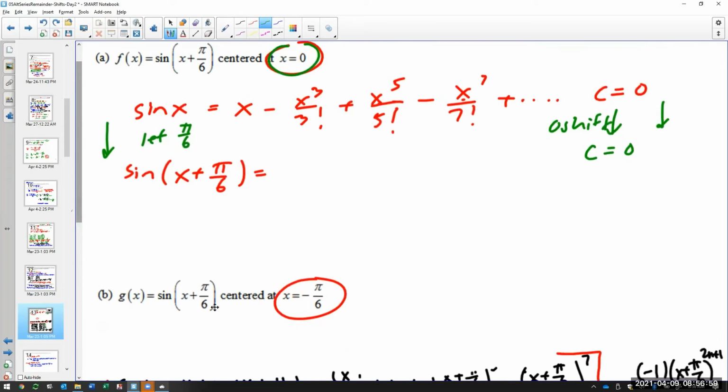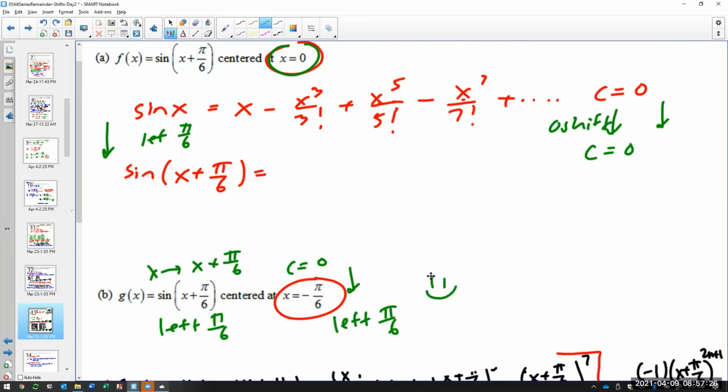This one down here is a shift from x to x plus pi over 6, and that's left pi over 6, right? This one's going to be a center from 0 to, wait, is that right? Oh, that's negative pi over 6, yeah. So center from 0 to negative pi over 6, and that's a shift of what? Left pi over 6. So this one, can I substitute? Yes. Can substitute here, but not substitute here. Does everybody see the difference, okay?